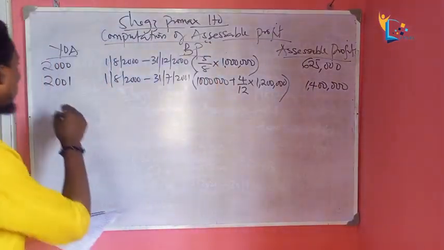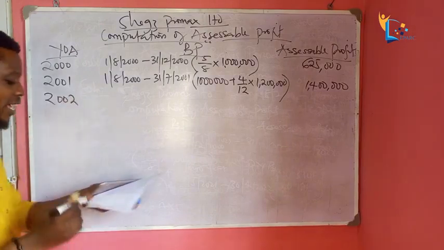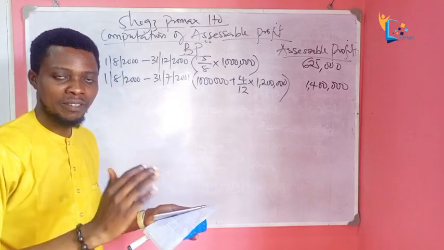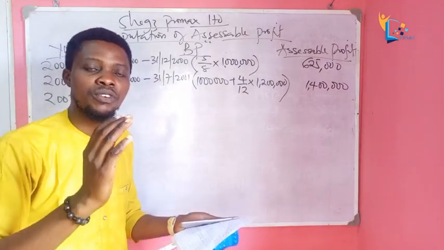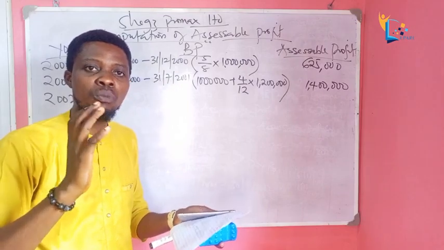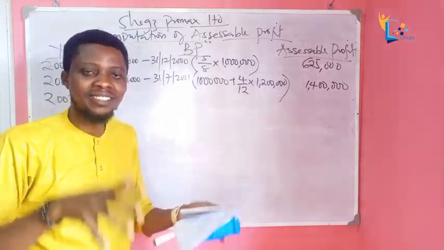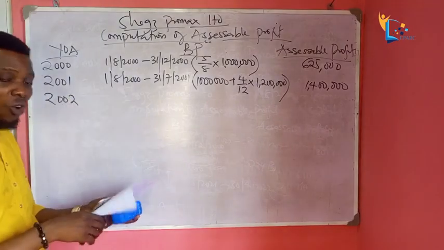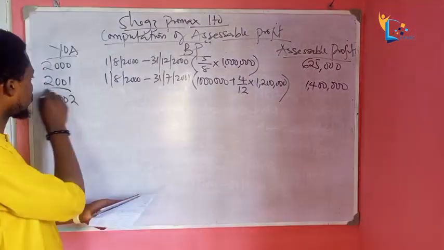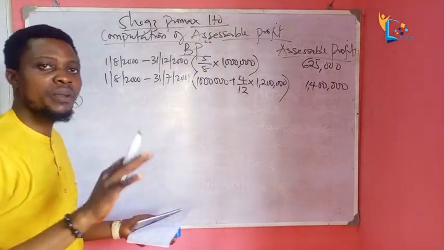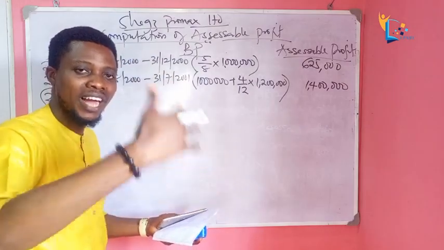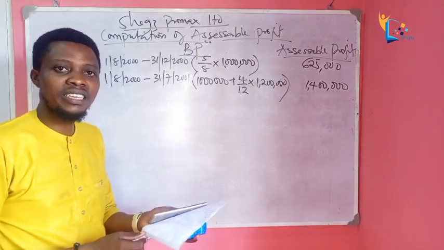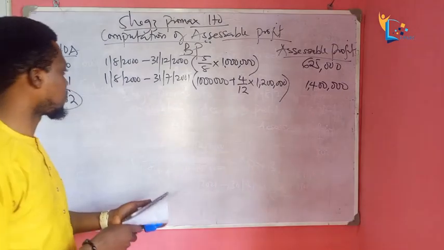Okay. Now, the second year, which is 2002. According to the rule, the third year of assessment should be based on preceding year basis. And preceding year basis is the 12 months before the current year of assessment. 2002 is our current year of assessment. So preceding year basis is the accounting period before this current year of assessment. And preceding year basis is for 2002 now.